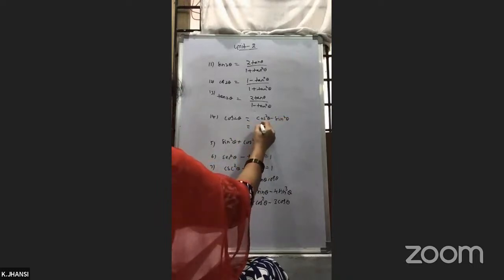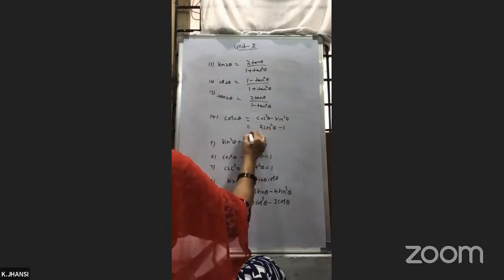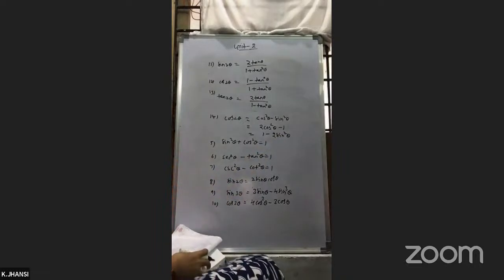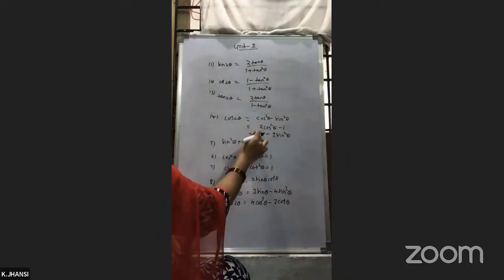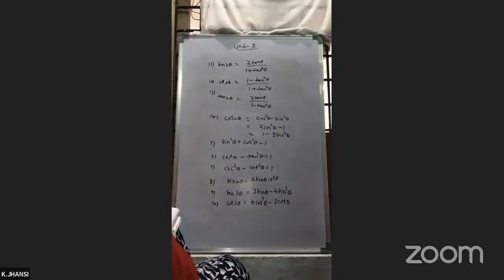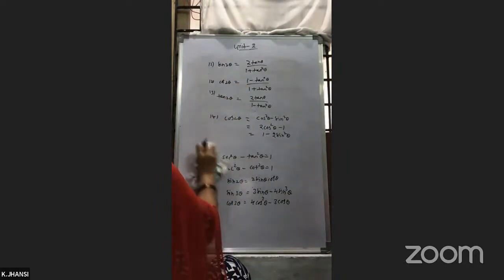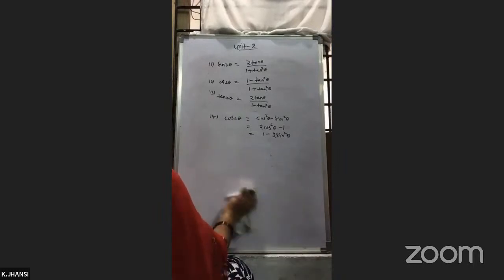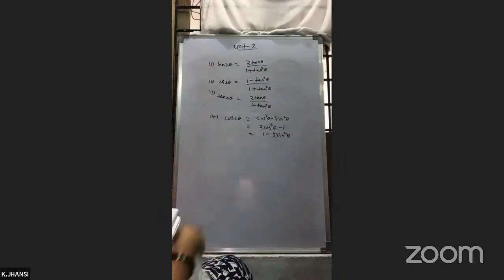And also 2 cos square theta minus 1, or 1 minus 2 sin square theta. Okay. These are the different formulas for cos 2 theta, and the fourth one is in terms of tan. Okay, you remember all these trigonometric identities.